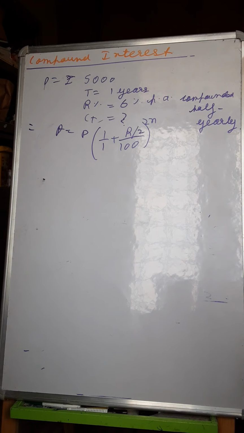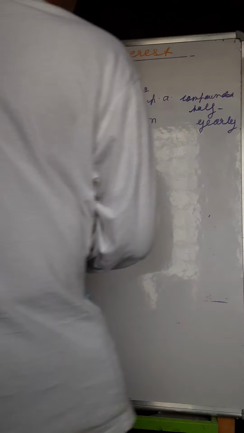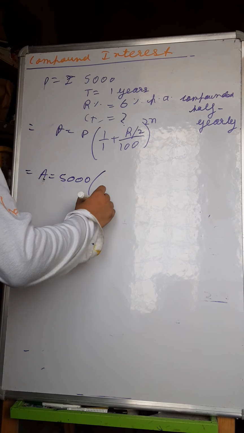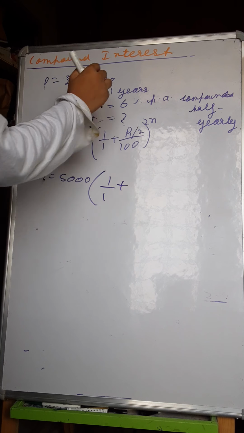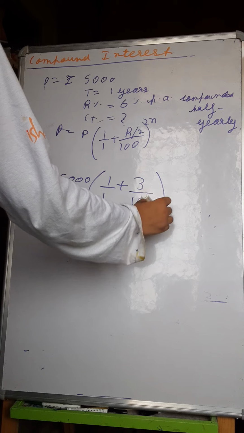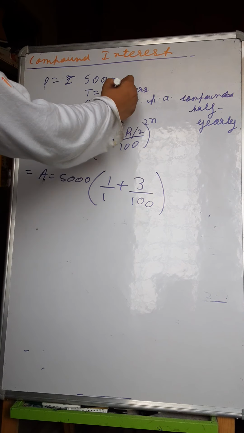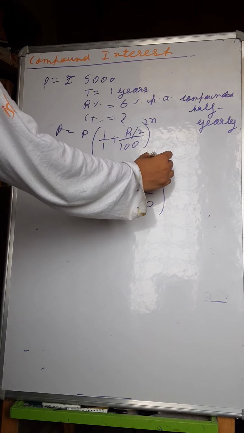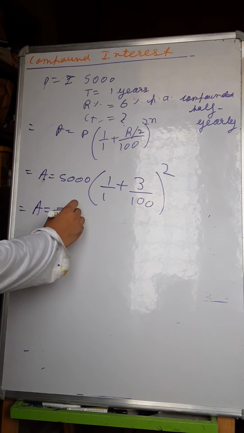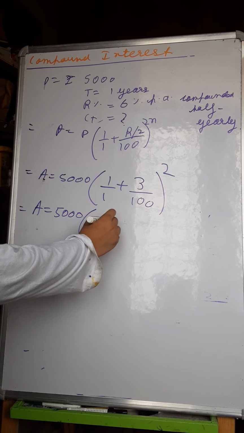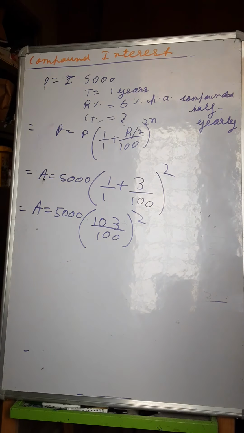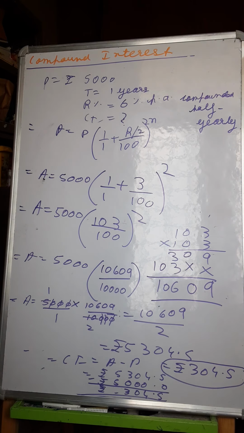Now let's go on and solve this. Here your amount will be equal to 5,000 in brackets 1 plus R by 2, what is the half of 6? It is 3, upon 100, to the power 2n. Your n is 1, so 2 times 1 is 2. Now you shall solve this. So A is equal to 5,000 in brackets, this will be 103 upon 100 to the power 2.